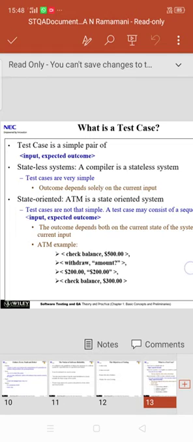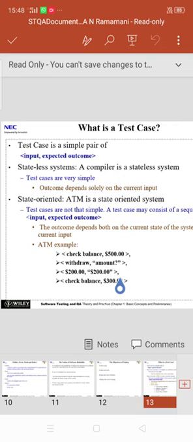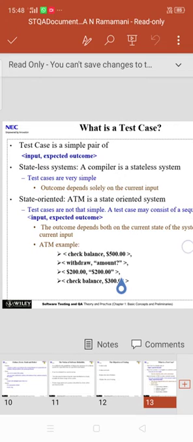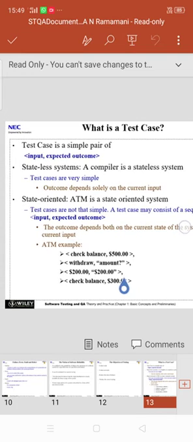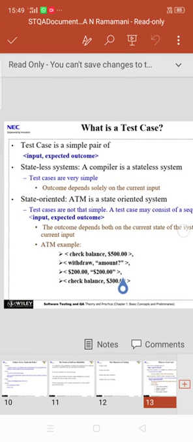Stateless system. A compiler is a stateless system. Test cases are very simple. The outcome depends solely on the current input. State oriented. An ATM is a state oriented system. Test cases are not that simple. A test case may consist of a sequence of inputs and expected outcomes. The outcome depends both on the current state of the system and the current input. ATM example: check balance, withdraw an amount, then the remaining amount is $200, check balance. These are the queries.